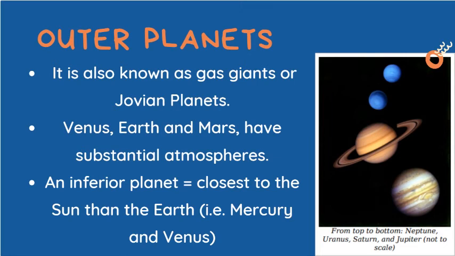Some astronomers suggest they belong in their own category, ice giants. All 4 gas giants have rings, although only Saturn's ring system is easily observed from Earth. The term outer planet should not be confused with superior planet, which designates planets outside Earth's orbit.